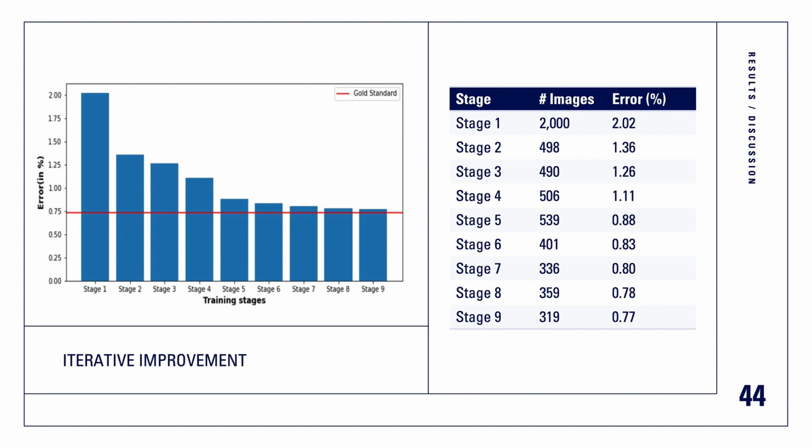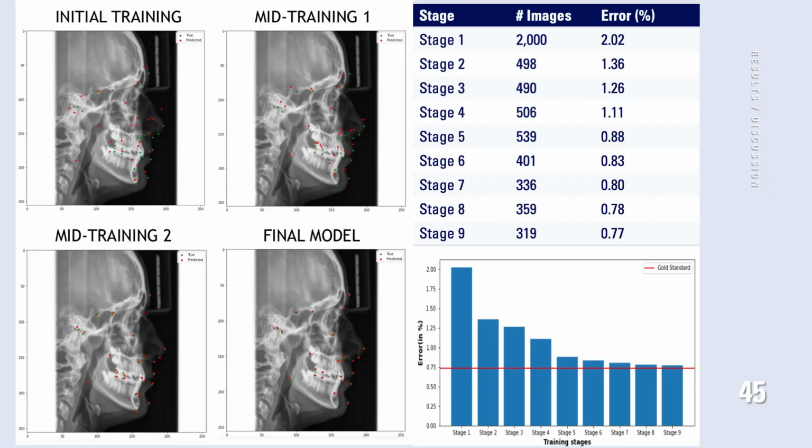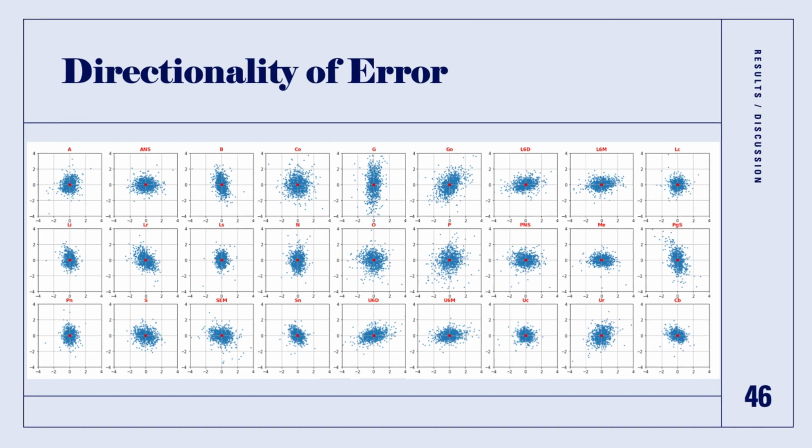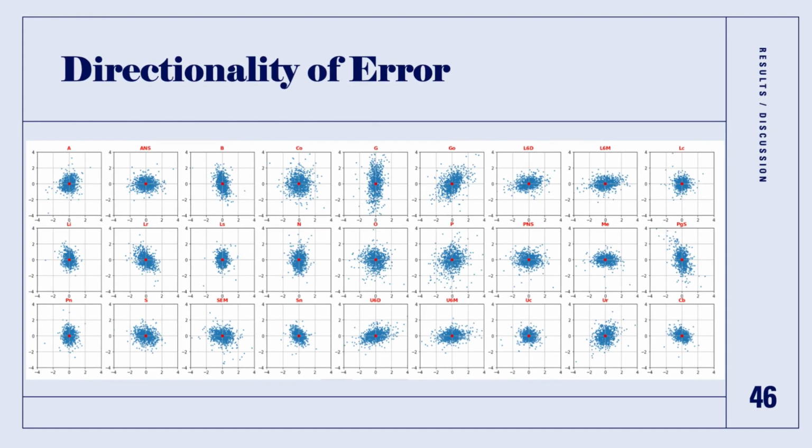So the overall final error achieved by the final training stage was 0.77%, which you can see hovers only slightly above the gold standard of 0.73% error rate set by the experts. We got really close. And this is just a useful way to visualize that improvement over the stages. As you can see, the true and predicted locations of the landmark are gradually coming closer and closer as the training proceeds. The directionality of error for all landmarks in the final testing set of 319 radiographs was also assessed and represented by scatter plots.